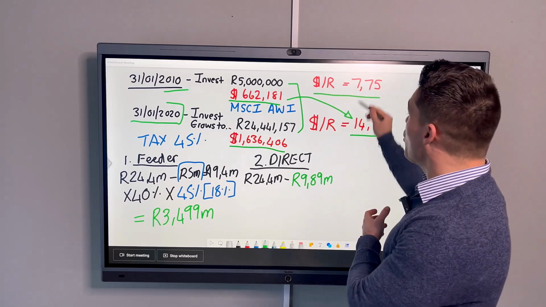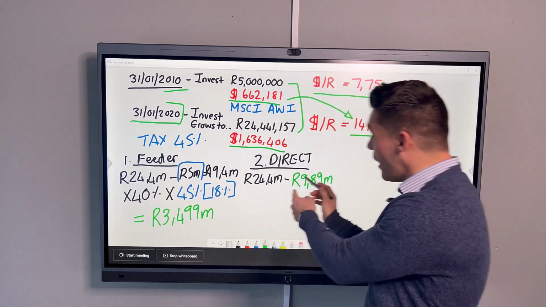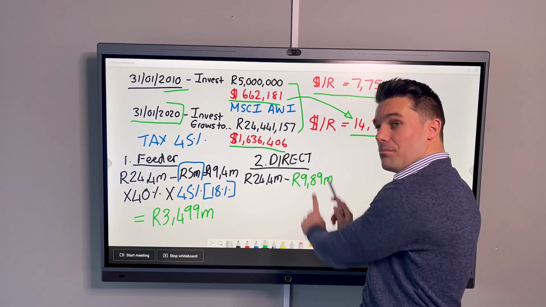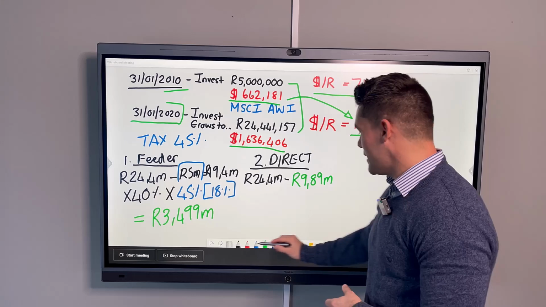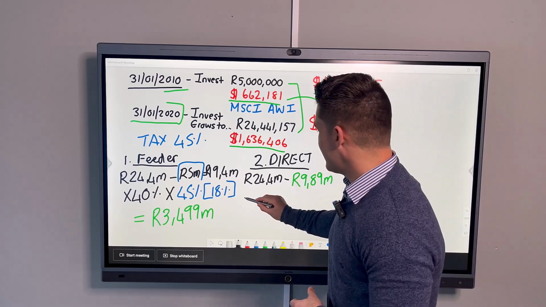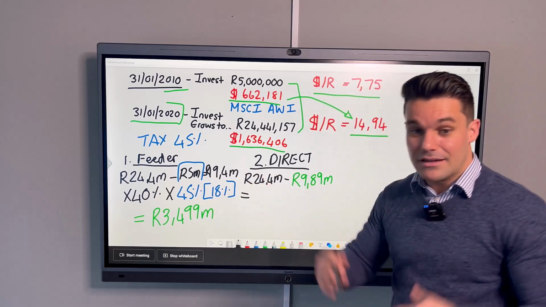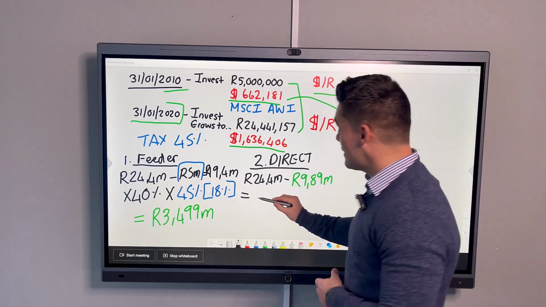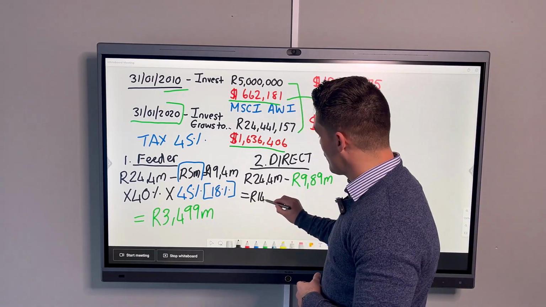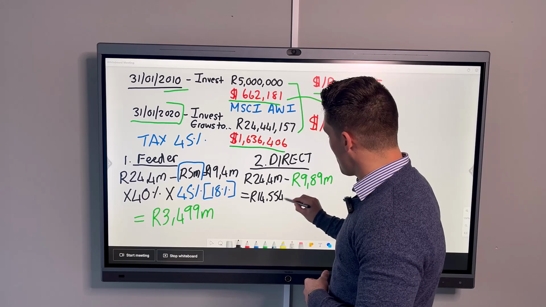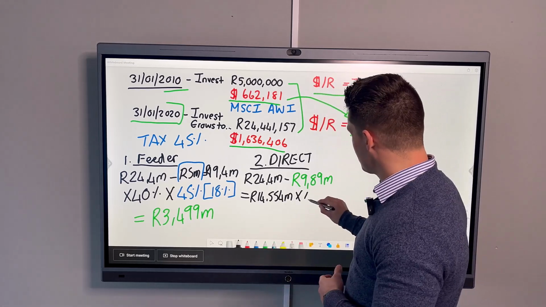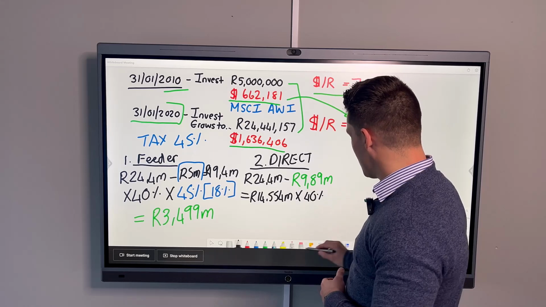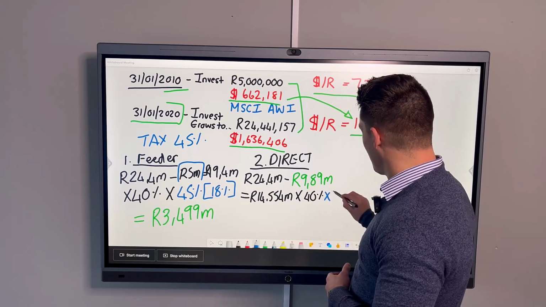So the rand weakening doesn't actually hurt you. Actually, it helps you because now you have a larger base cost compared to the 5 million, which means you have less of a capital gain. So now the capital gain in this particular scenario is not 19.4, the capital gain is 14.554 million. Now again, we take this times our 40% inclusion rate, and we again times it by 45%.